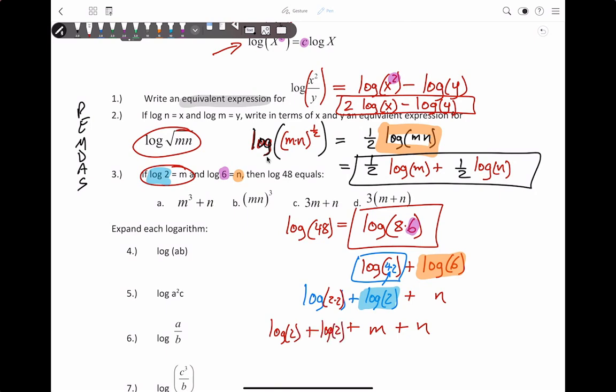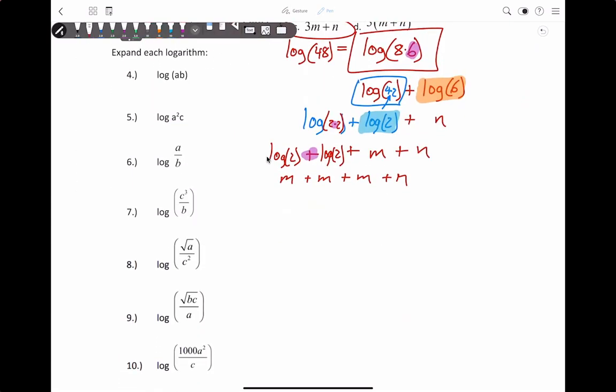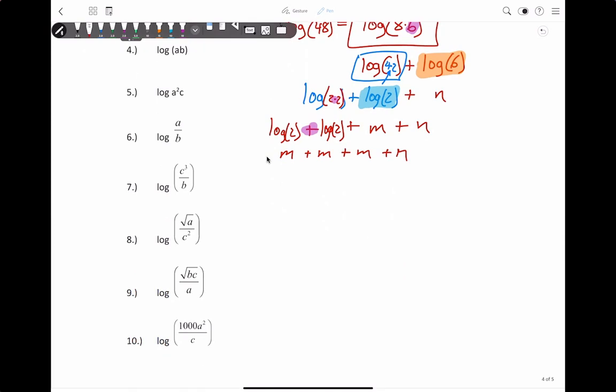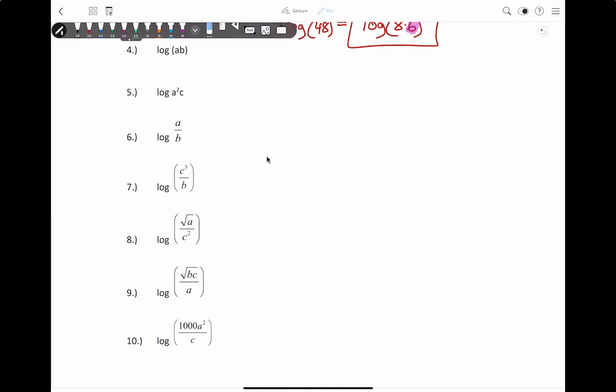And the reason why I'm adding is because there's multiplication inside here. So I'm expanding it. And log of 2 we know is just m. So I have m plus m plus m plus n. So C would be the answer. 3 m's plus n. All right, so let's keep going. We're almost done. So let me make some room here.